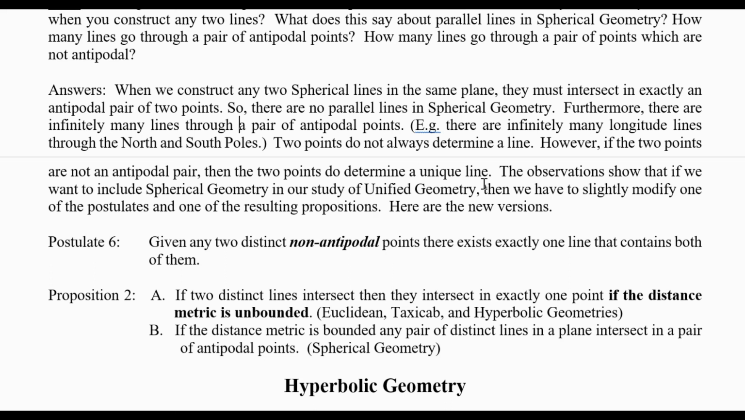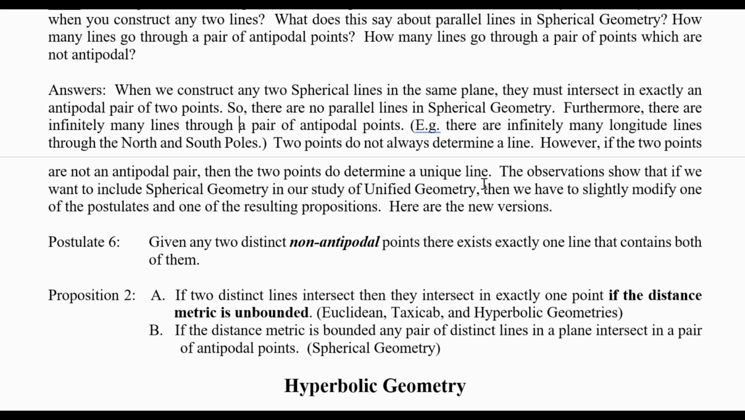So from now on, postulate 6 says, given any 2 distinct non-antipodal points, there exists exactly one line that contains both of them. There's no such thing as antipodal points in Euclidean geometry, taxicab geometry, and hyperbolic geometry. So that non-antipodal is not needed when you're in those geometries, but if you're in spherical geometry, you see that we need that restriction. So that's going to be an addition that's not going to affect us in Euclidean geometry, but it is going to take care of a problem that spherical geometry has without that addition.